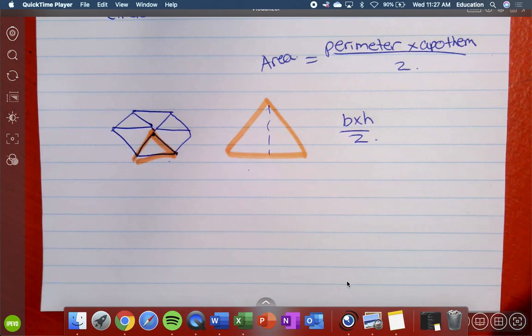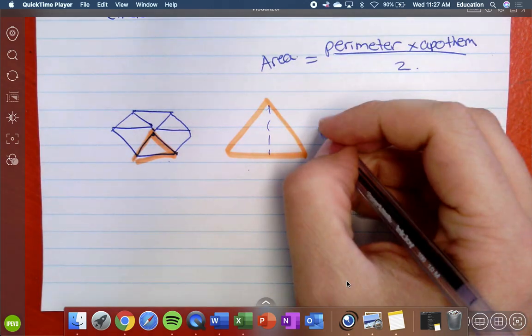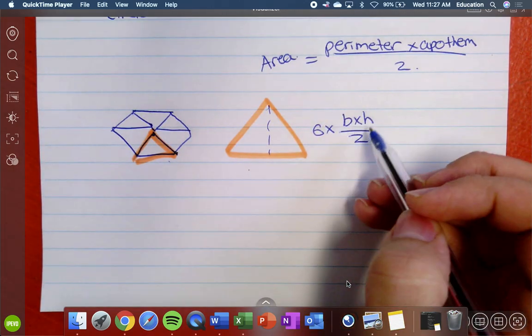Okay. In this case here, if I have 6 times base times height divided by 2.